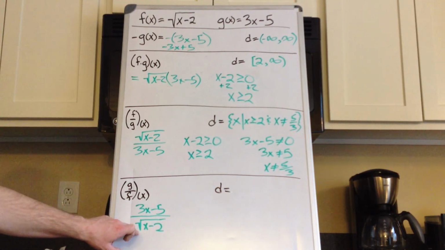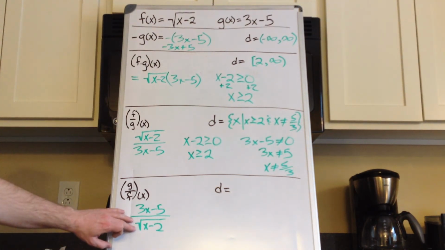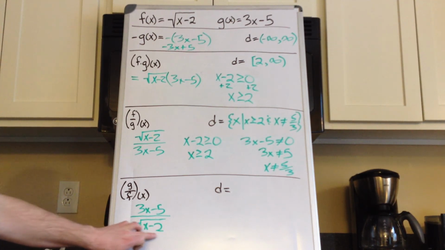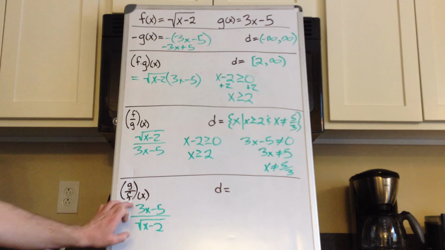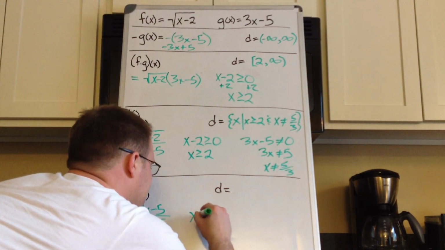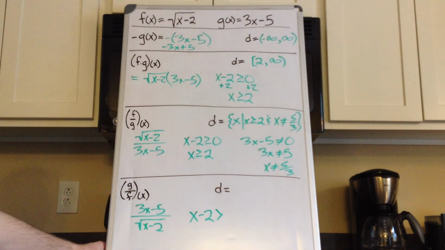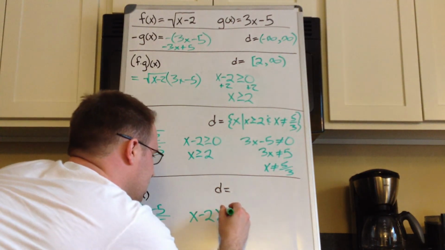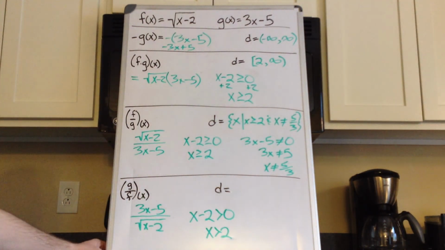Down here on the bottom, we have the square root of x minus 2. So we have to do two things. We have to make sure that the bottom doesn't equal 0, and we have to make sure that what's under the radical is positive. So I'm going to say x minus 2 has to be greater than 0, not greater than or equal to. Because if it is 0, we're in trouble, because then we have division by 0. And then I can add 2 to both sides and I'll get x is greater than 2. And that is our only restriction.